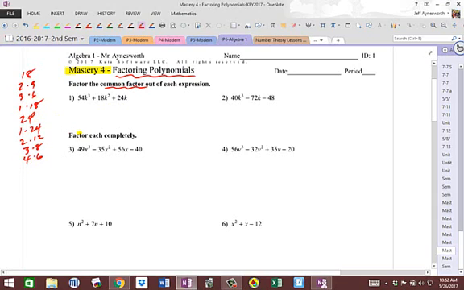So what common factor do they have? In 54, that's 1 times 54, 2 times 27, 3 times 18, 6 times 9. Is there anything else? So what's the greatest common factor? I noticed that they all have 6 as a common factor. The question is, do they have a higher common factor?